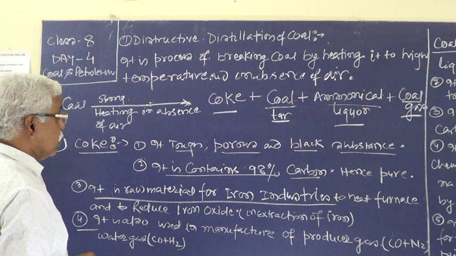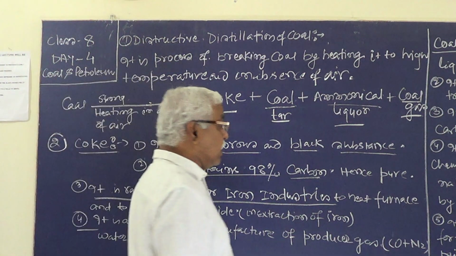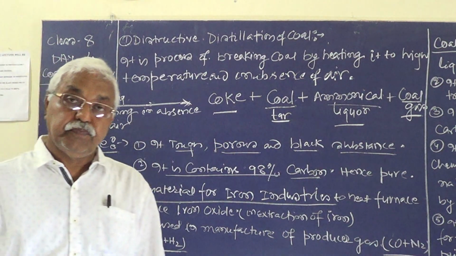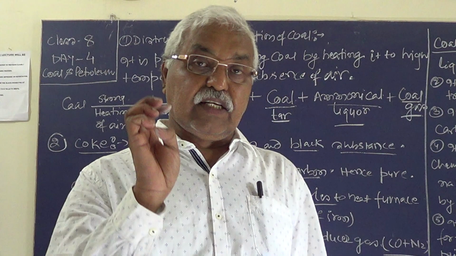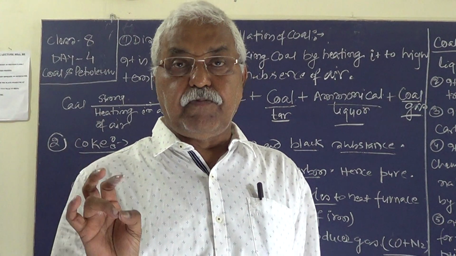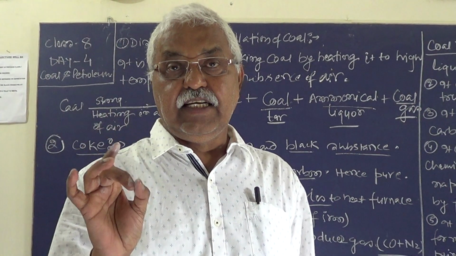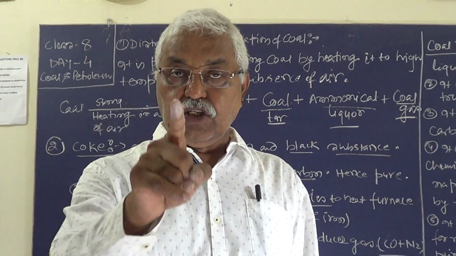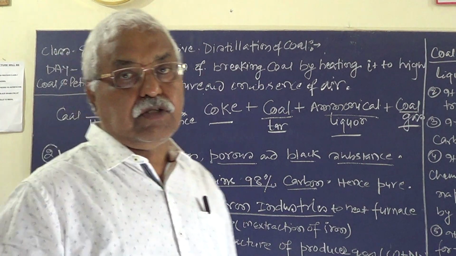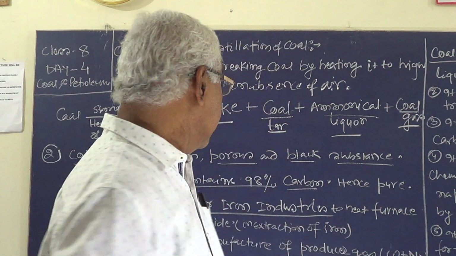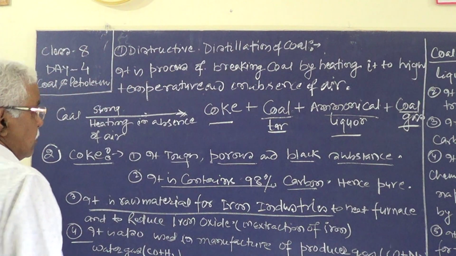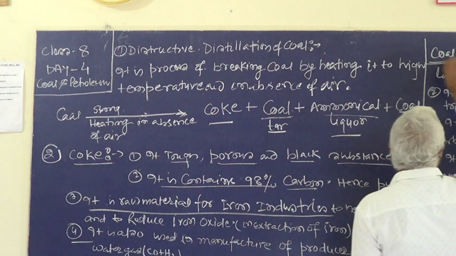Fourth point, it is also used in the manufacture of producer gas and water gas. Now, coke, what are the uses? It is used in the extraction of iron as a fuel for the furnace and as a reducing agent. It reduces iron oxide into iron. It is used to produce producer gas and water gas. Now come to the second component you are getting, that is coal tar.